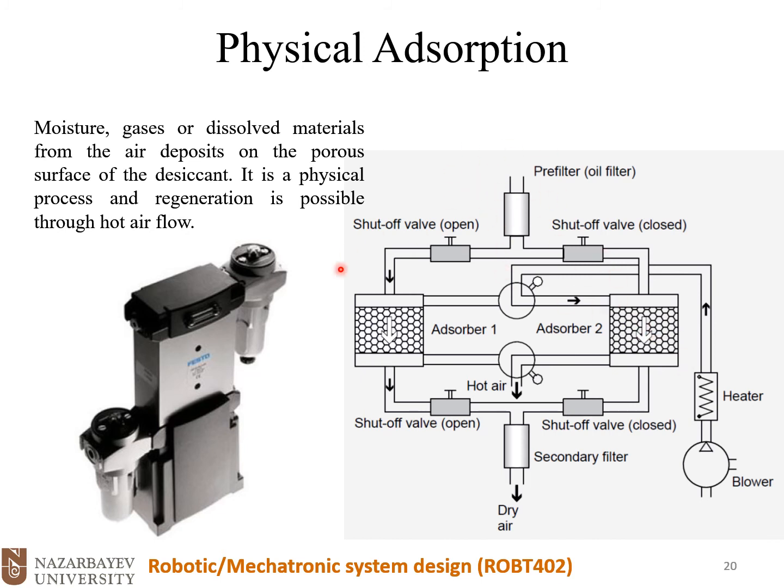So we could basically cycle between the adsorber 1 and adsorber 2 chambers to have a proper sequence and a high quality desiccant to dry air.